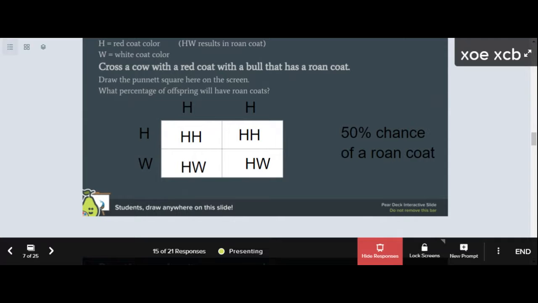Yes, Evan, you have a question? Oh, okay. So what you do is if you look at this, how many chances out of this box? What are the chances of having a roan, which would be HW? You look and go 1, 2. 2 out of 4, which is what? 50%. So 50% chance of roan coat. So great job on this one, guys. This is how it should look.